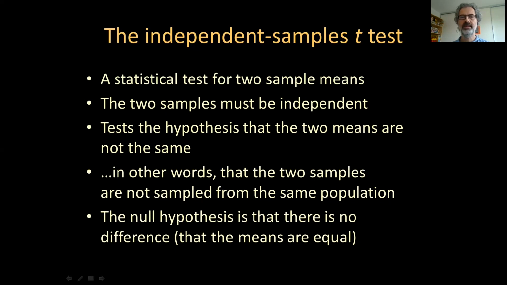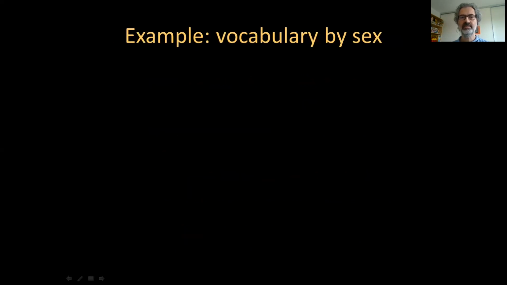Let's work through this with an example. In this example, we will consider two variables because the t-test is only possible with two variables, one quantitative and one qualitative with two levels only. That's how the two groups are formed. So the quantitative variable here is vocabulary, raw score on a test of receptive vocabulary, and the qualitative variable is sex.